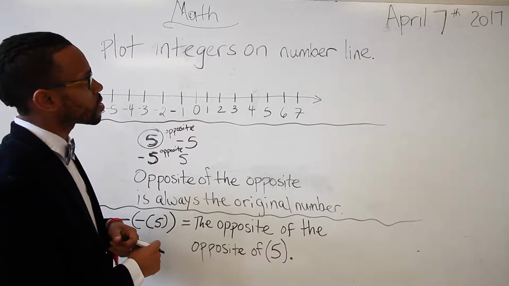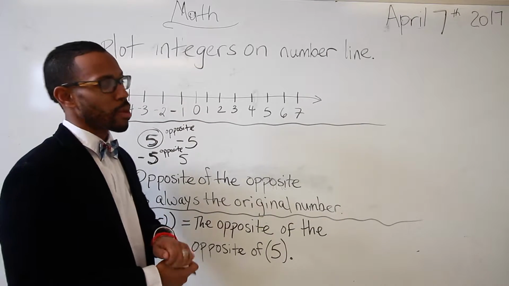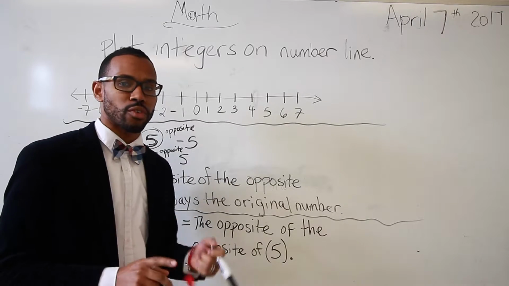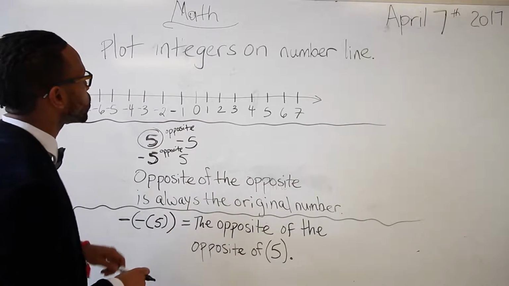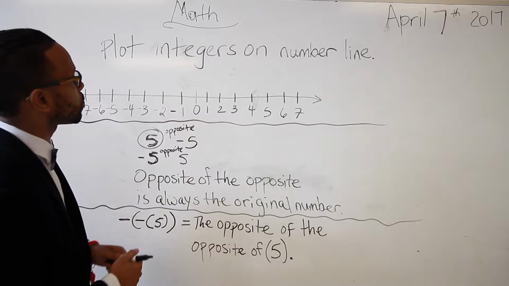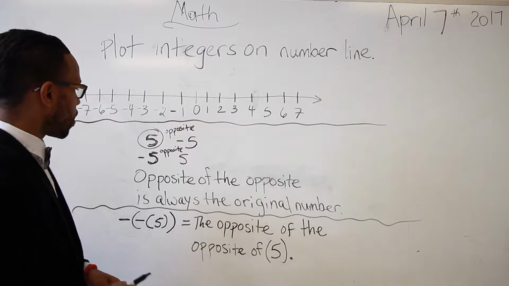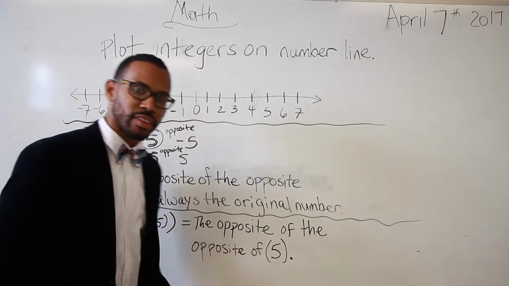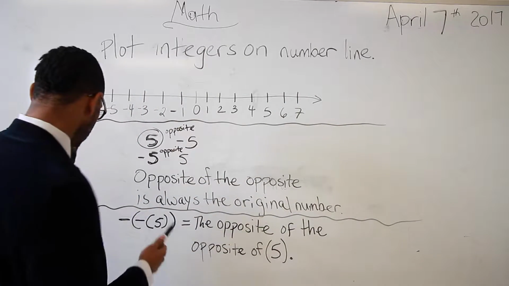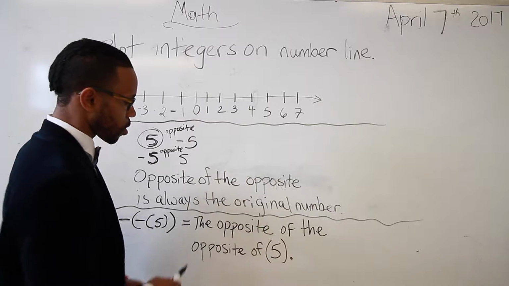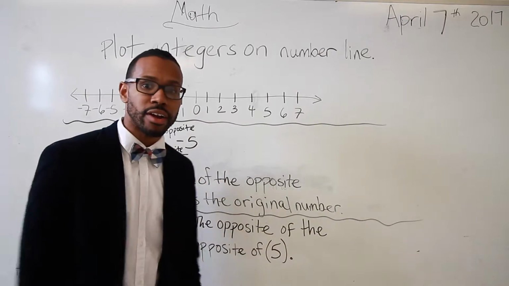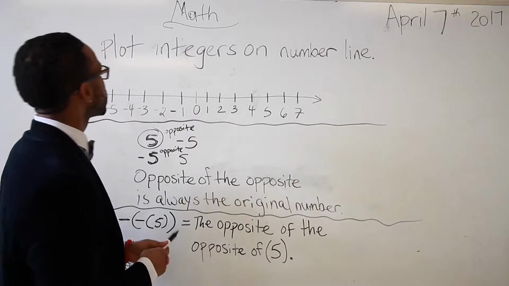Today was April 7th. You guys were sent home a packet, some homework, just kind of reviewing what we've been going over in math for the last couple weeks. Some of that had to do with plotting integers on a number line, finding the opposite of a particular number, and absolute value, which I'll go over once I clear this off the board here. But really quick, we're just going to have a review.